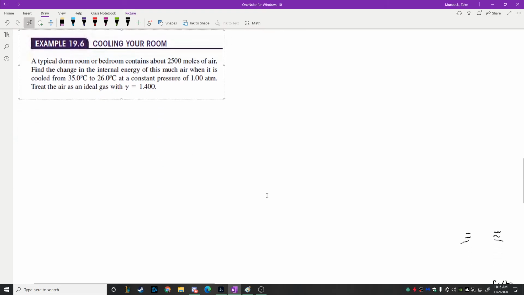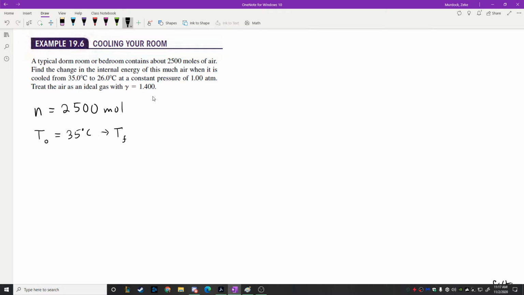It says a typical dorm room or bedroom contains about 2,500 moles of air. We want to find the change in internal energy of this much air when it is cooled from 35 degrees to 26 degrees at a constant pressure of 1 atmosphere. So it starts off with an initial temperature of 35 degrees Celsius, and it goes down to a final temperature of 26 degrees Celsius.